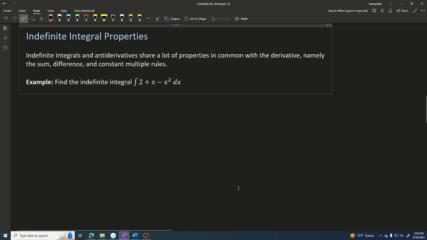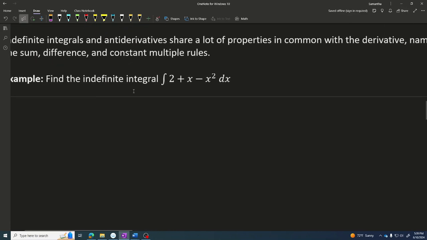To give you an example, if someone asked me to find the indefinite integral of the function 2 plus x minus x squared dx, then the sum and difference rules imply that I can basically think about this problem one term at a time. I can find an antiderivative of 2. I can find an antiderivative of x. I can find an antiderivative of x squared, all of them separately, and I can then just reassemble those pieces into my final answer. That's a result of the sum and difference rule.